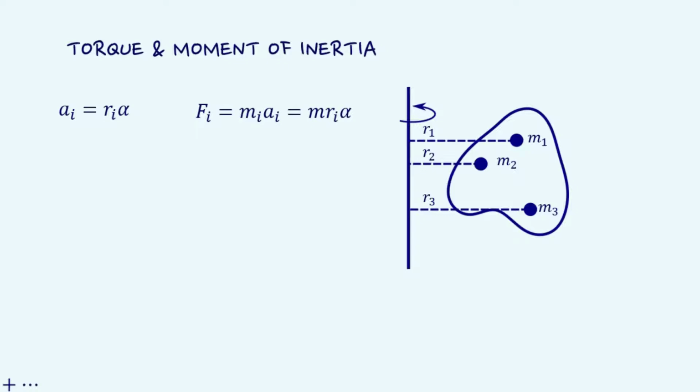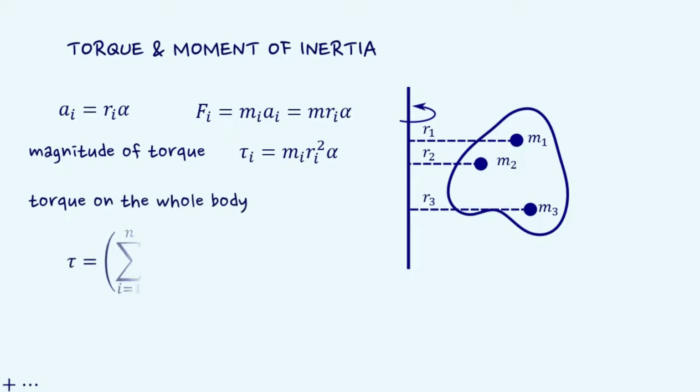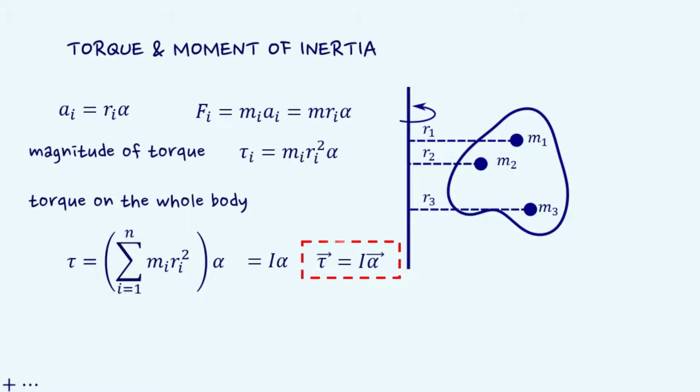Therefore, the magnitude of the torque on the particle is going to be tau_i equal to F_i times R_i, which is equal to m_i R_i squared times alpha. By the right hand thumb rule, it is seen that torques on all the particles act in the same direction. Therefore, the net torque can be obtained by summing up the torques of all the individual particles, that is tau equal to the sum over i equal to 1 to n of m_i R_i squared times alpha. Therefore, torque is equal to the moment of inertia times angular acceleration.